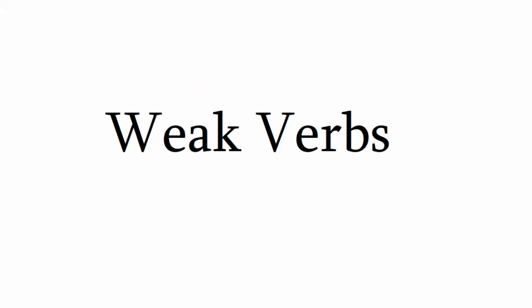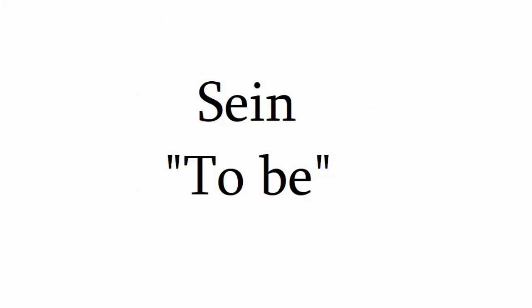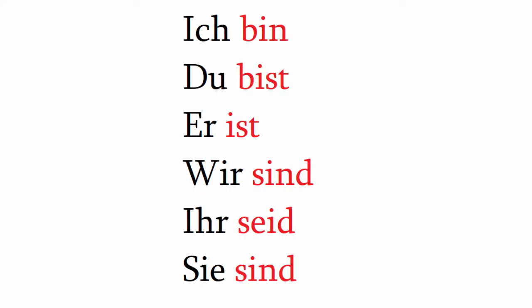However, German also has weak verbs, which mess with the pattern. For these ones, you may just need to memorize the forms. For example, sein means to be. This is by far the most irregular German verb, but it's also the most important, so you definitely need to memorize all of these. The forms of this verb are ich bin, du bist, er ist, wir sind, ihr seid, und sie sind. Here are some examples.